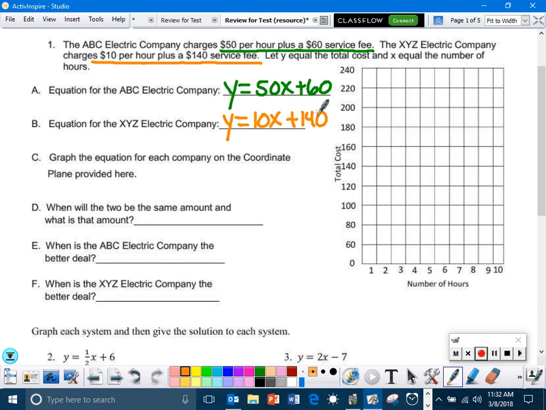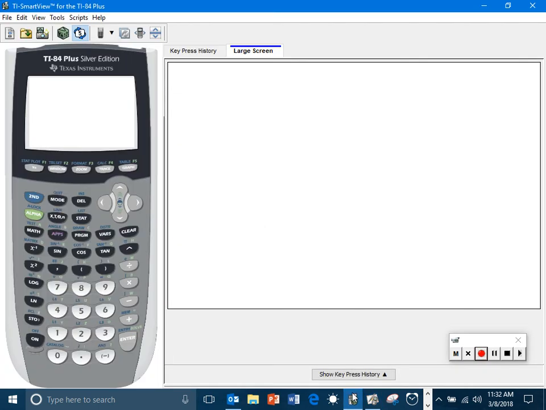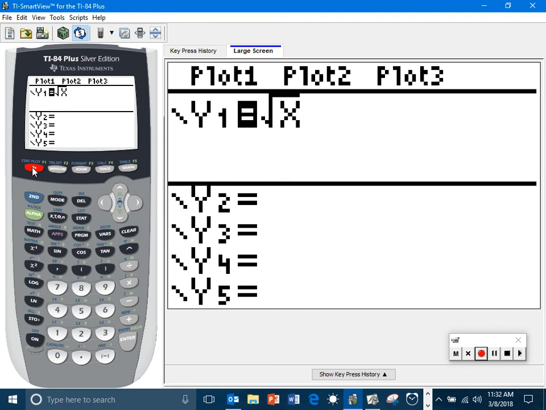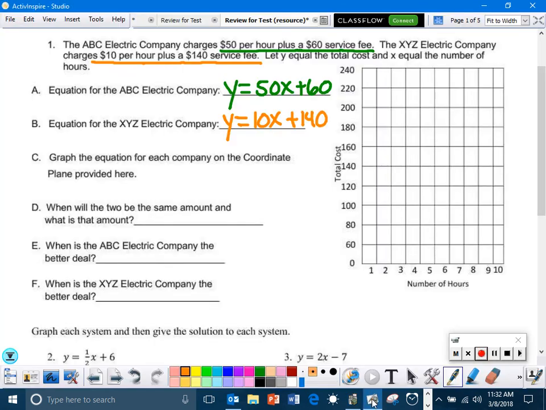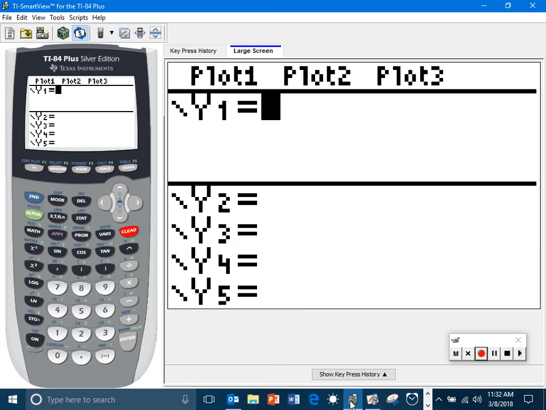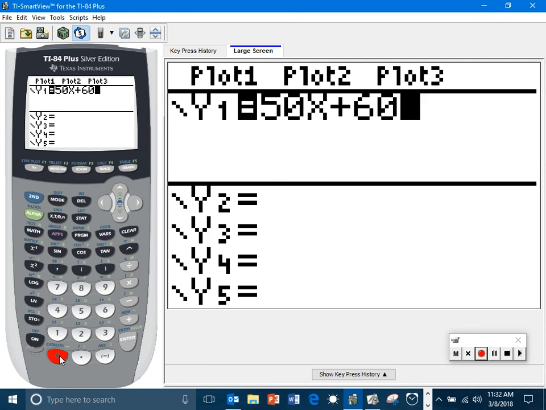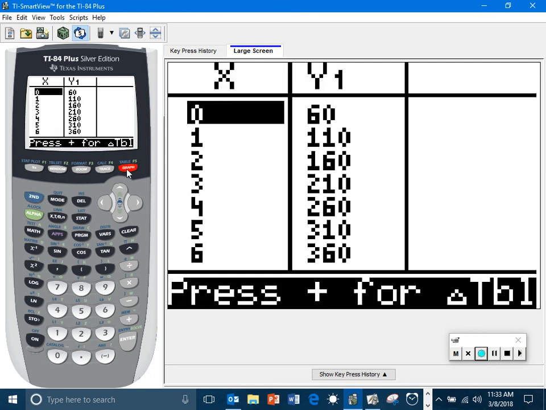So, to the calculator we go. Go to our Y equals. Clear anything out. All right, the first equation is 50x plus 60. So, 50x plus 60. Go to the table. All right, my table is already lined up, starting with 0. So we got 0, 60.